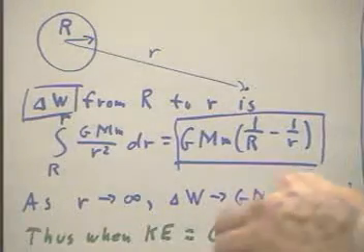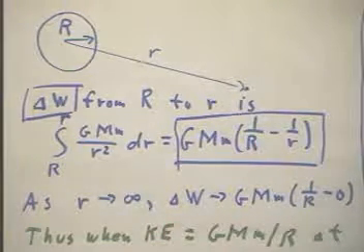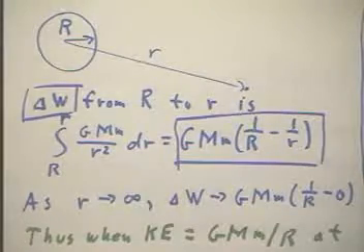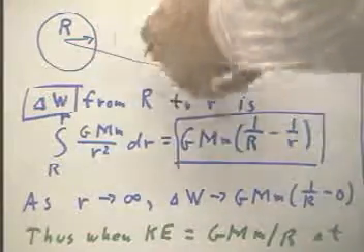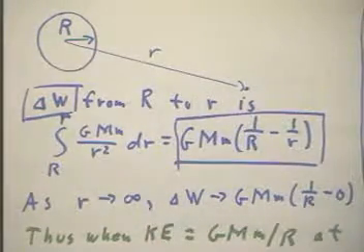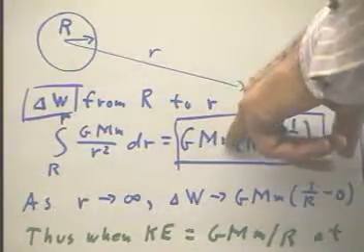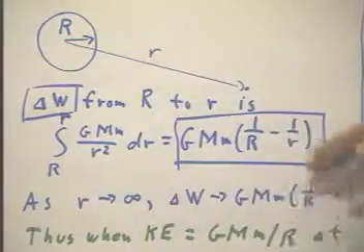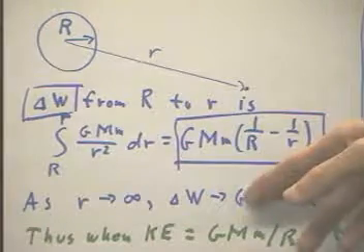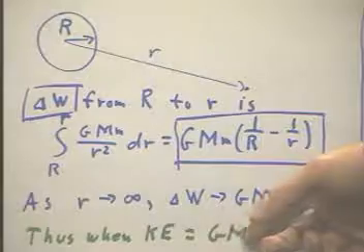The point here, though, is as r goes to infinity, as we move further and further away, approaching infinity, then our delta W, our work difference, the work done between here and here, can be found by letting little r approach infinity, and that's just big G big M little m times 1 over r, since this thing goes to 0. So that our work from here to here is big G big M little m times 1 over r minus 0, which is big G big M little m over r.